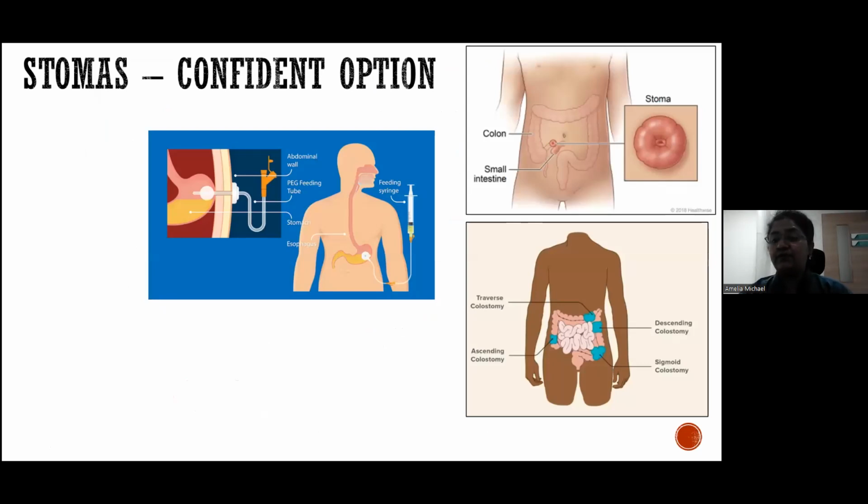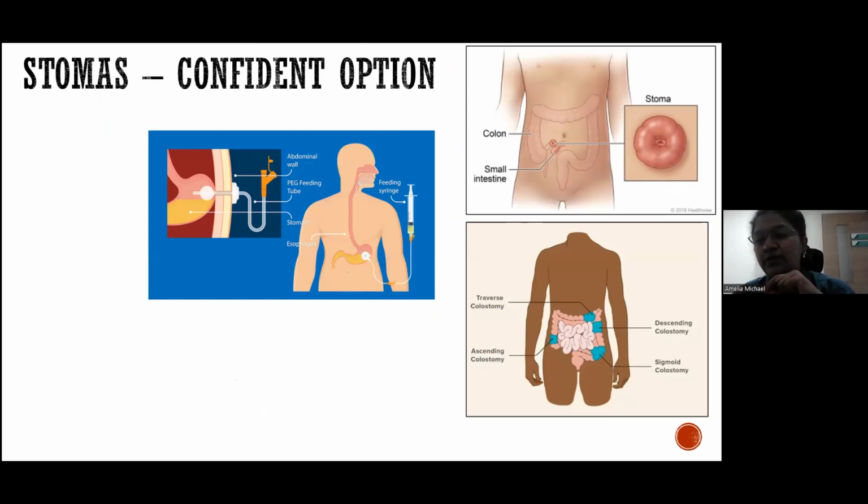Now, stomas. Ma'am talked about malignant bowel obstruction. Many times in palliative medicine, especially if you have abdominal malignancies, this is what we resort to. So you either have an ileostomy, which is on your right-hand side top corner, or you have colostomies, which could be ascending, transverse, descending, and sigmoid. It could be any of these, and this is something that we are used to.